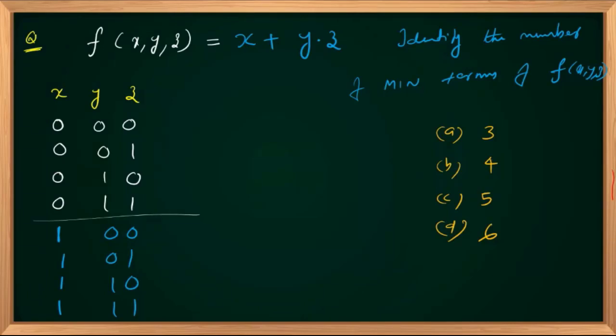Similarly, maximum possible max terms are also 8, right? But number of minterms and max terms will depend on the function, correct? And the function has two terms, x and y dot z.